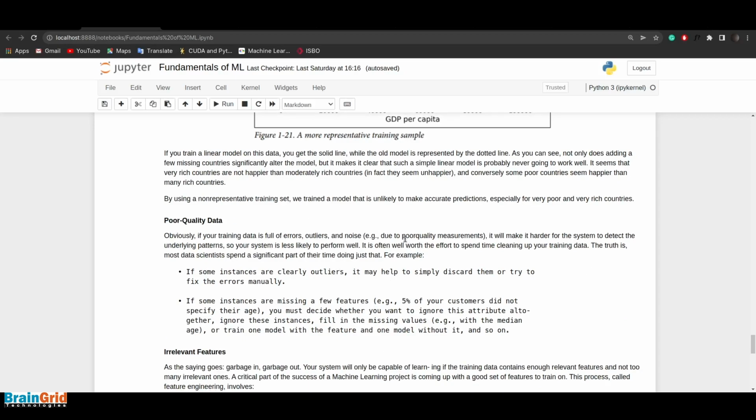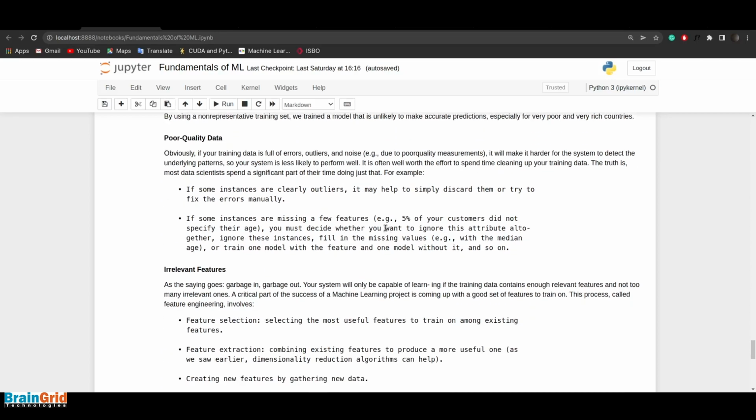So, poor quality of data. Again, this is pretty much self-explanatory. Now, if we have data that is missing or full of errors or outliers, right, it makes it harder for the machine learning algorithm or system to generalize and identify the patterns, right? So it might perform well on the training data, but on the test it is definitely not going to perform well.